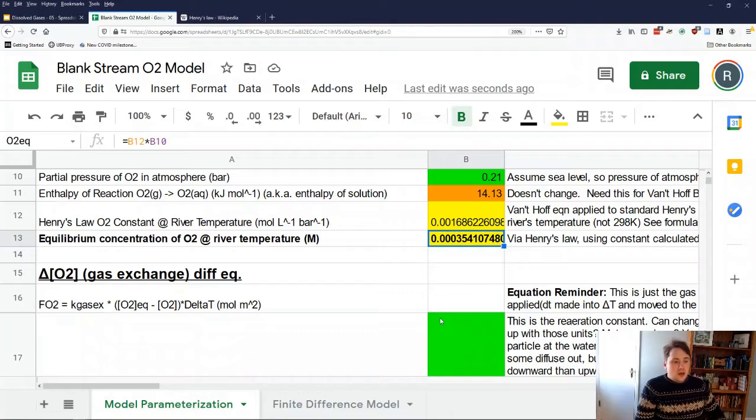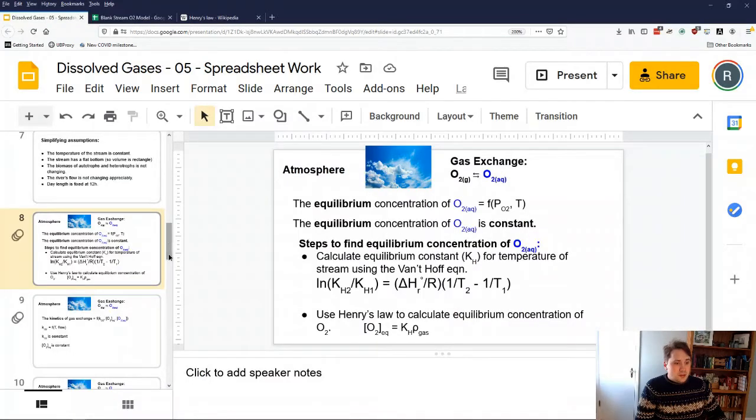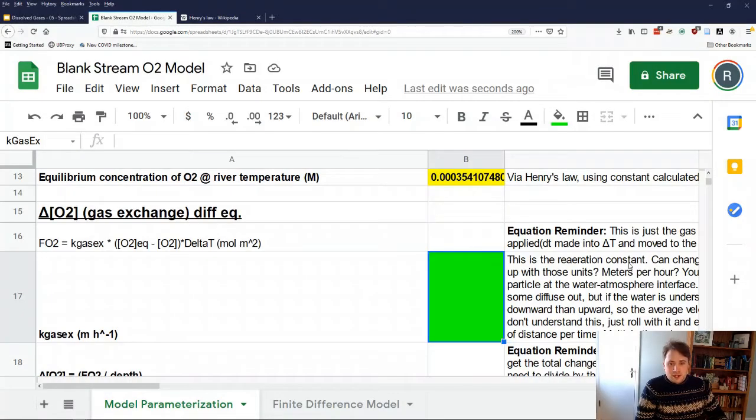Okay, now we're going to fill out some other parameters as we go along here. The next parameter that we want to put in is the gas exchange rate constant. And the gas exchange rate constant was given in the problem that we defined before. And this was 1.1 meters per hour. And you can read a little explanation over here about why this is in meters per hour. That might not make any sense to you, but don't stress about it.